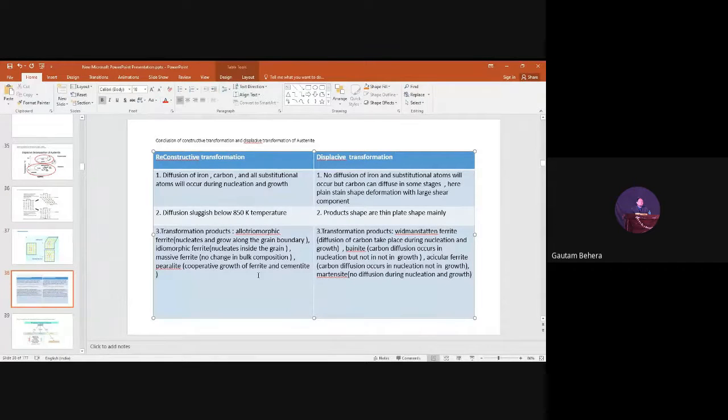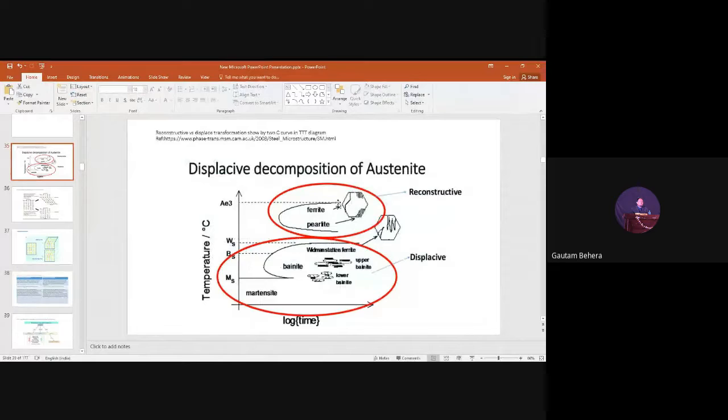But if you consider martensite completely, there will be no movement of anything. There will be no diffusion, neither diffusion of carbon, nor diffusion of iron or any substitutional alloying element. But in reconstructive, it is entirely diffusion-based transformation. This occurs at high temperature. That's why ferrite and pearlite form at high temperature. If the temperature is below this, this kind of transformation is not possible. Only diffusionless, or displacive, transformation is possible.